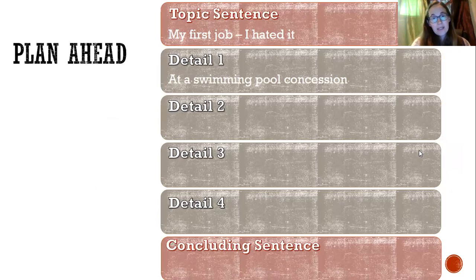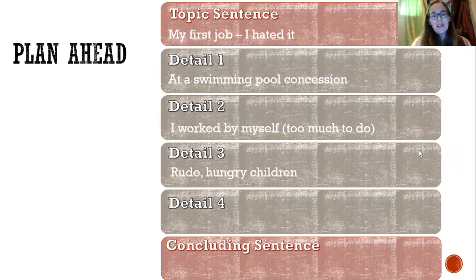So it was at a swimming pool concession. That's one detail. I worked by myself and there was too much to do for one person. The third detail is that there were rude, hungry children wanting to buy food from me. And the fourth detail is that I smelled like a deep fryer. So all of these details support that initial idea. They're all about my first job and why I hated it.